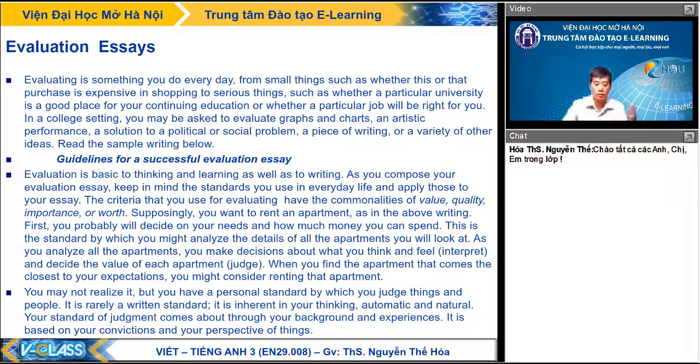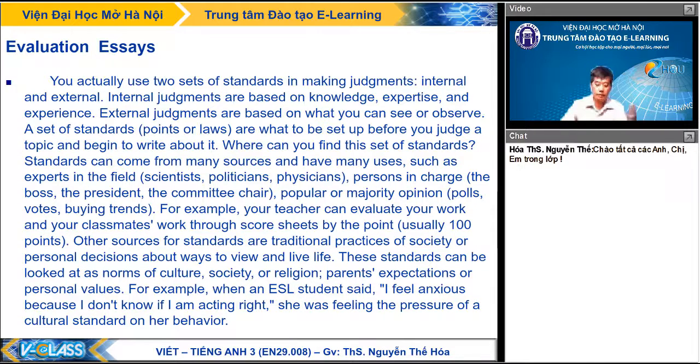Supposing you want to rent an apartment. First, you will probably decide on your needs and how much money you can spend. Also, we have some kind of standard in making judgments. We may have internal and external judgment. Internal judgment is based on knowledge, expertise, and experience. External judgment is based on what you can see or observe.